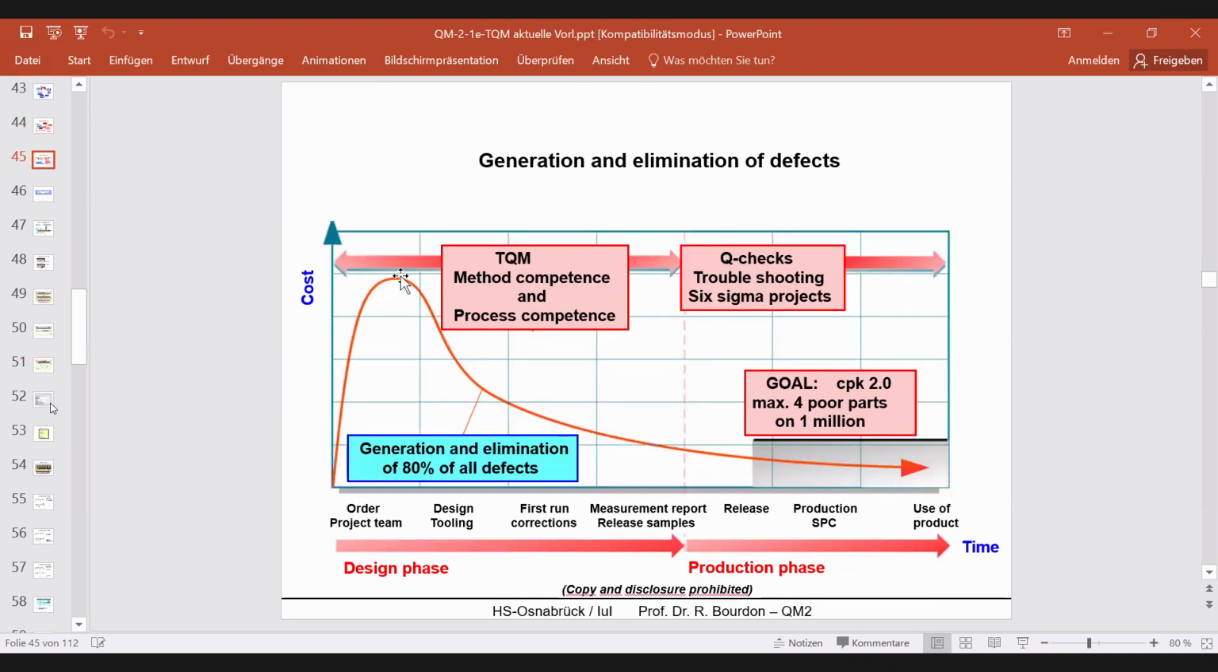Yeah, and here this shows it again. If you put a lot of ideas and knowledge here in this planning phase, you can reach an elimination of 80% of all defects. 80% again is the Pareto principle. And this is the basis to reach this goal of Six Sigma or CPK2. A high process capability, or Six Sigma, can only be reached if they do a lot of preparation in the planning phase. And this means FMEA and all these things, as I showed you before.